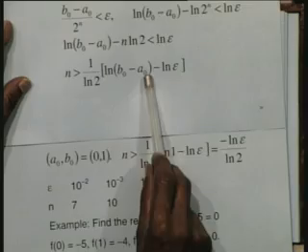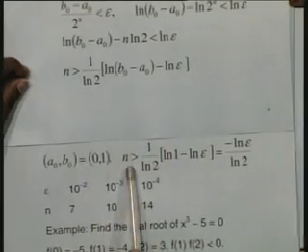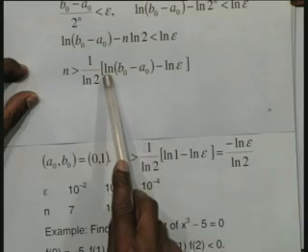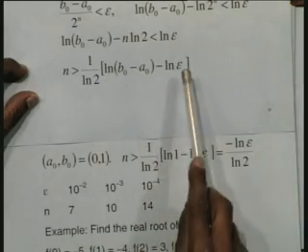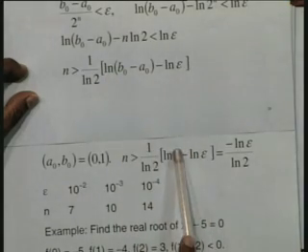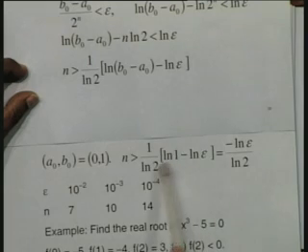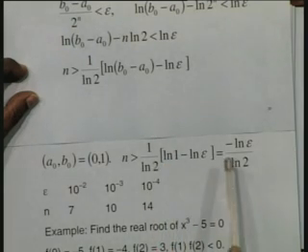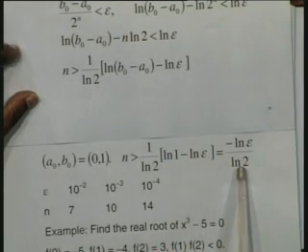I am just substituting a naught and b naught over here. So, I have got n greater than 1 upon logarithm of 2, of logarithm of 1 minus 0 minus logarithm of epsilon, so that this actually goes off for me. It is easy to look at the values here: minus logarithm of epsilon divided by logarithm of 2.